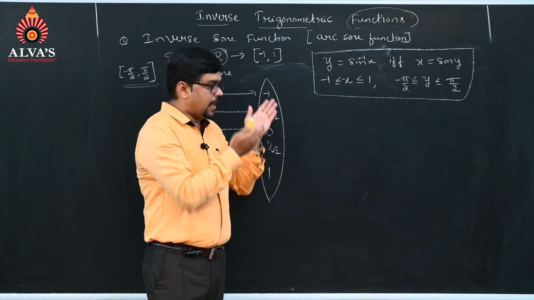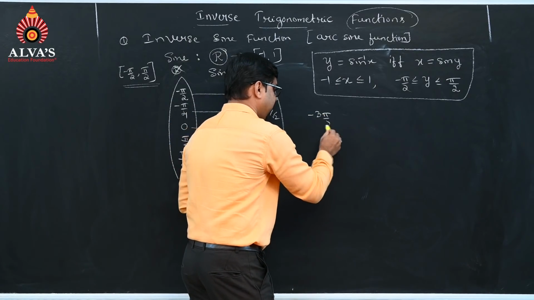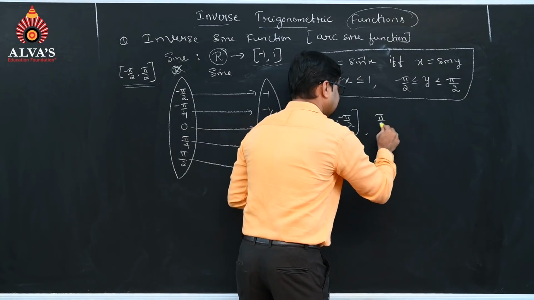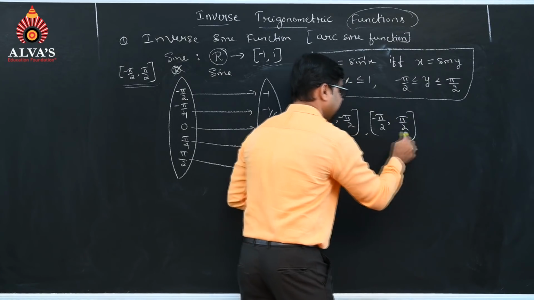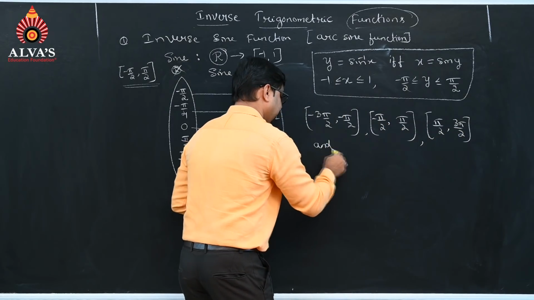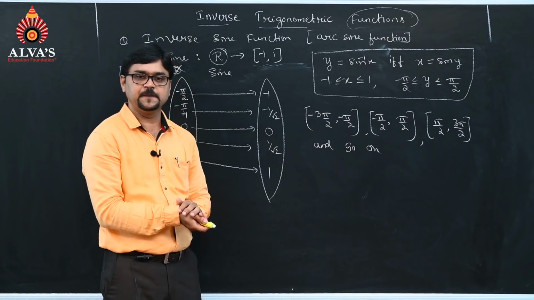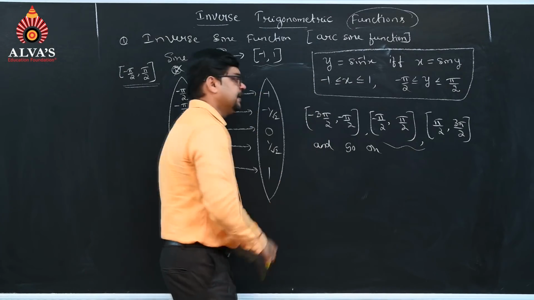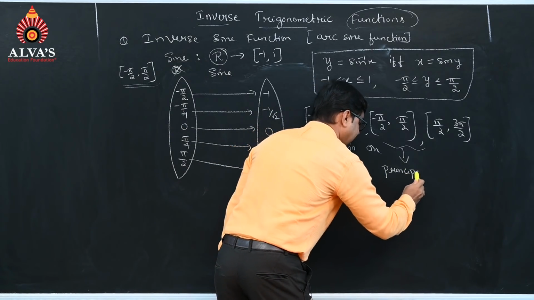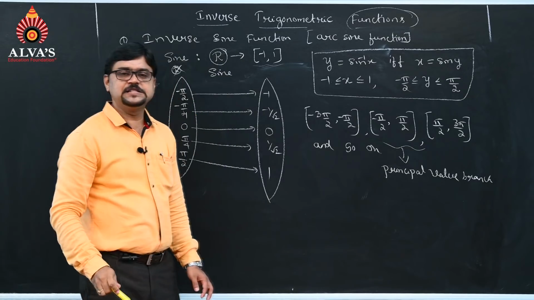Actually, other than this we can take other branches. For example, minus 3 pi by 2 to minus pi by 2, minus pi by 2 to plus pi by 2, pi by 2 to plus 3 pi by 2, and so on. So many branches are there to get an onto function. Among them, minus pi by 2 to plus pi by 2 is called the principal value branch. Why is it called the principal value branch?